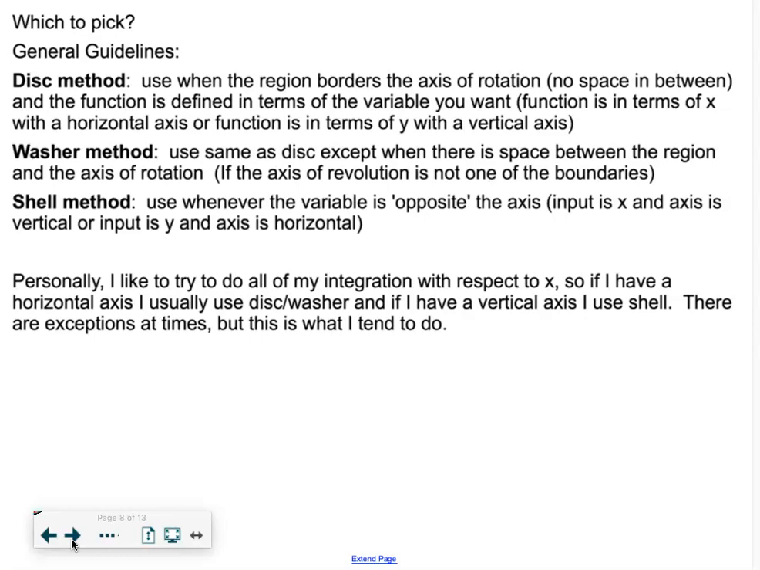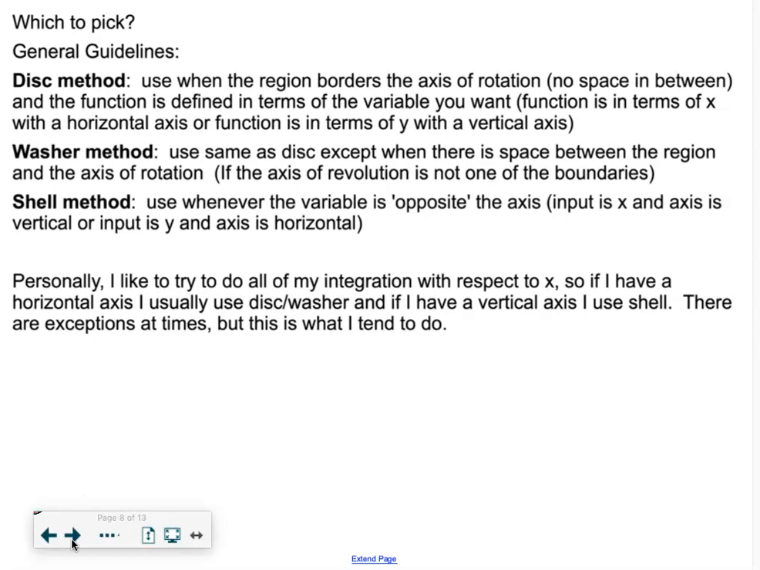So personally, what I do is whenever I can, I integrate dx. So if I have a horizontal axis and no space between the axis of revolution and my region, meaning that the axis of revolution is one of my boundaries, right there up against the region, then I'm doing disc. If I have a horizontal axis and there's space between the region and my axis, then I'm going to do washer. If I have a vertical axis, I'm going to do shell as much as I can, right? So that's just my personal preference. You don't have to do that.